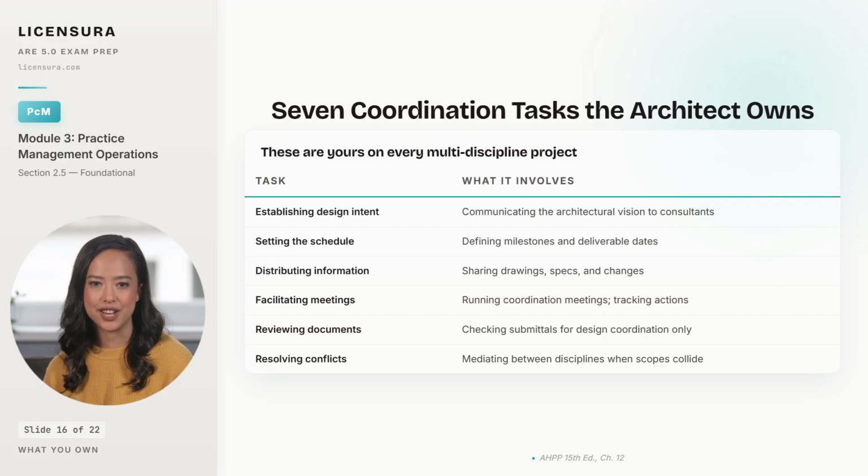Resolving design conflicts is your seat when 2 disciplines collide and somebody has to decide which one moves. And managing changes is making sure that when one consultant updates, every downstream consultant learns about it in time to respond. The harder skill is recognizing where the line between coordination and engineering quietly gets crossed.